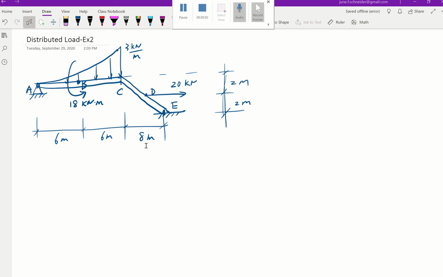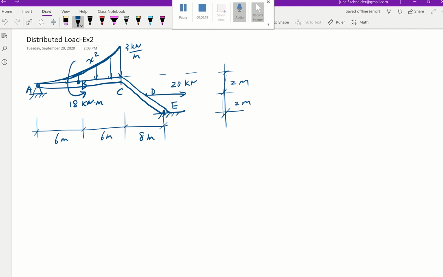Hi, in this video we're going to look at another distributed load example. So I have drawn this already, and if you are copying down your notes, you can pause and redraw this. And one thing I want to mention, this curve is a power of 2 parabola, x squared.